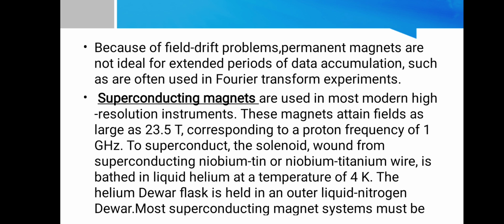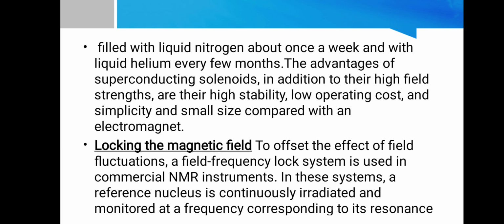Most superconducting magnetic systems must be filled with liquid nitrogen about once a week and with liquid helium every few months. The advantages of superconducting solenoids, in addition to their high field strength, are their high stability, low operating cost, simplicity, and small size compared with an electromagnet.